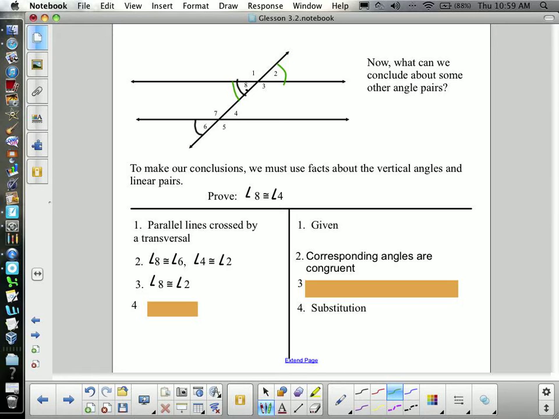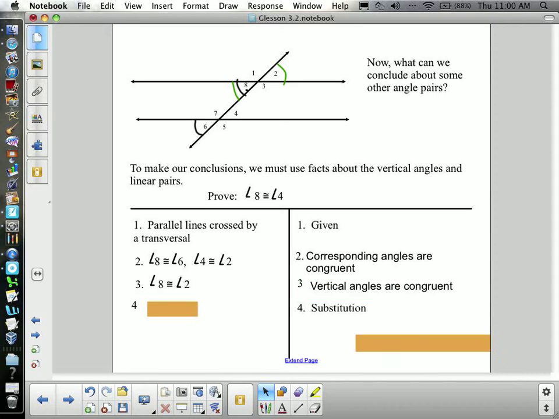Angle 8 is congruent to angle 2. How do I know that? Because they're vertical, and we have a theorem that tells us that. So vertical angles are congruent is my reason. So if 8 is congruent to 6, and 4 is congruent to 2, and 8 is congruent to 2, then 6 must be congruent to 4, or 8 must be congruent to 4, by substitution. So what did I just conclude? Well, 6 and 4 we know because they're vertical. But 8 and 4 are what type of pair?